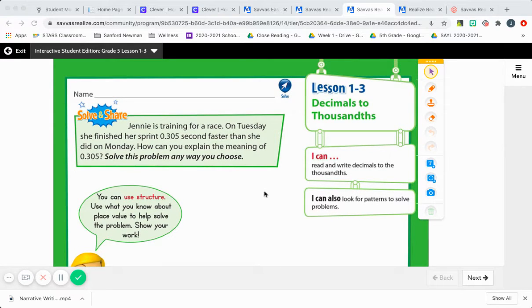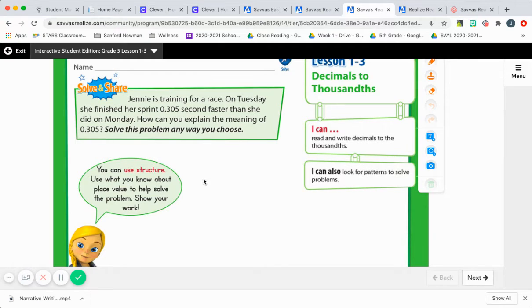Today we're looking at Lesson 1-3, Decimals to Thousandths. Jenny is training for a race. On Tuesday, she finished her sprint 305 thousandths seconds faster than she did on Monday. How can you explain the meaning of 305 thousandths? Solving a problem this way, you can choose.